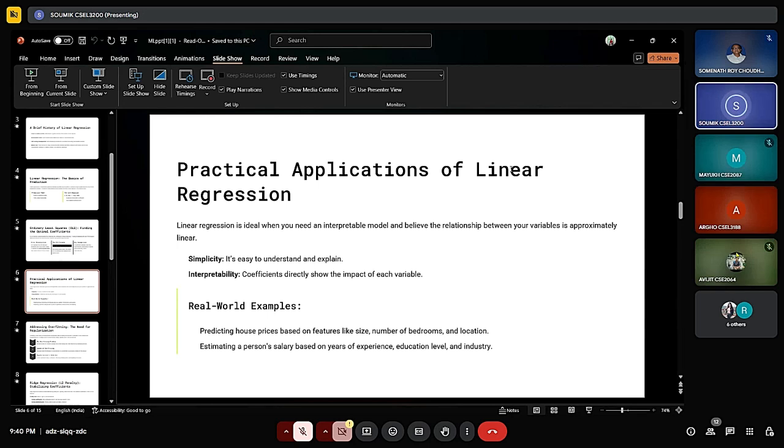Practical application of linear regression. Linear regression is ideal when relationships are roughly linear and interpretability matters. For example, predicting house price based on size, number of bedrooms, and location, or estimating salaries from experience, education, and industry. Next slide.